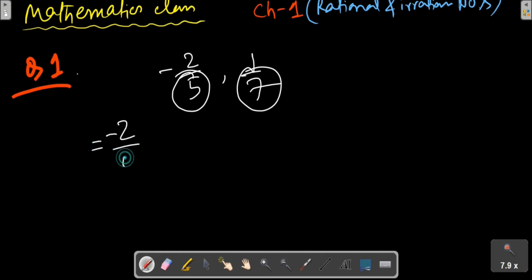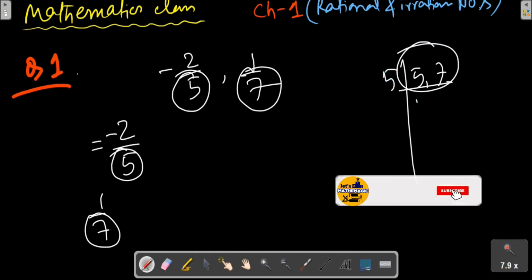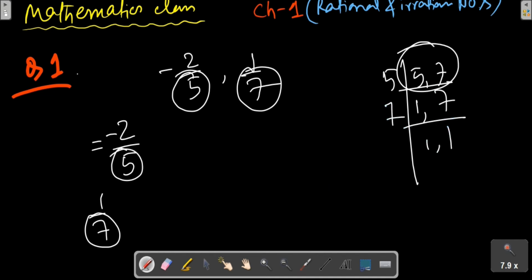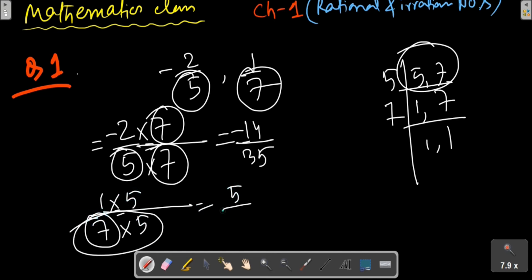So one was minus 2 by 5, another one was 1 by 7. You need to take the LCM of both the denominators, 5 and 7. Actually they are co-prime numbers, so there's no need to do their LCM. We can easily say that we need to multiply them, but I'm showing you. So it's coming 35. So what will we multiply now to make it 35? 5 into 7. When you multiply 7 in the denominator, you need to multiply the same term in the numerator as well. So we are getting minus 14 by 35. Here we need to multiply 5 up and down to make 35 at the bottom. So we are getting 5 by 35.